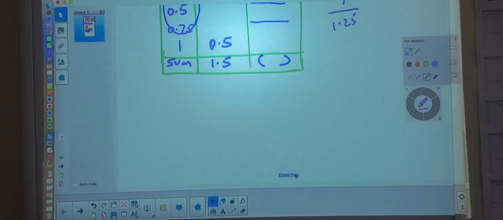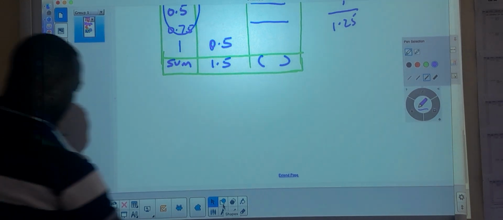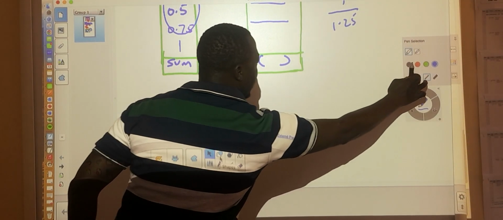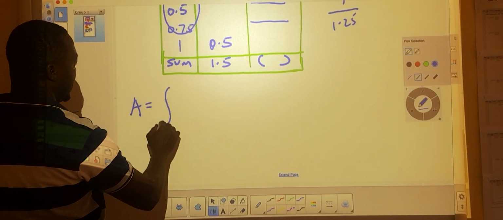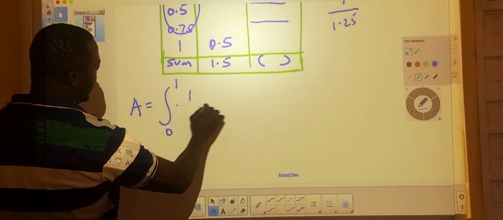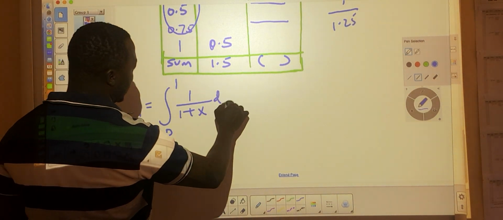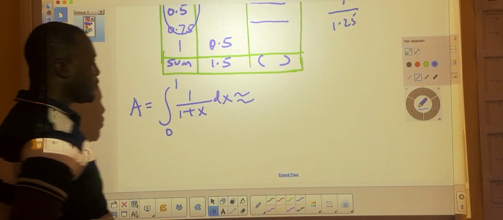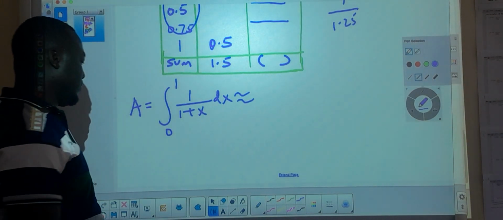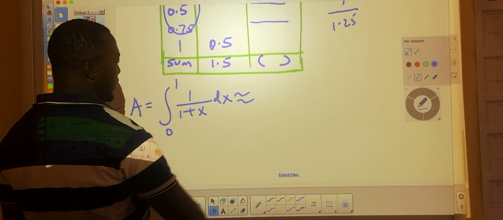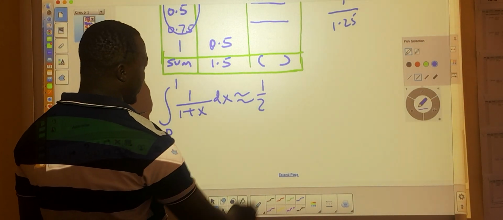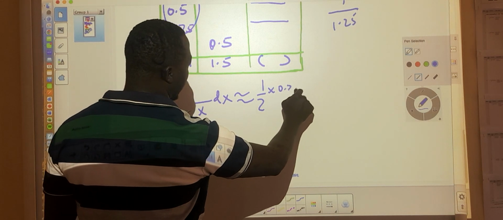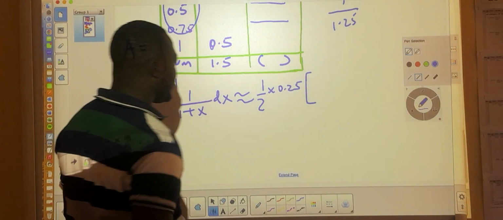So let me extend the page a bit. Correct. Now, in our formula, we have the area, which is A, our area A under that curve, which is given by the integral from 0 to 1 of 1 over 1 plus x dx. Yes, it's now approximated by, we use the approximate because that is not the exact value. So we shall have to use the approximate. Write the formula, which is a half h, we wrote it earlier. h is the width of the strip, which we have gotten as 0.25. Then we multiply by the sum.